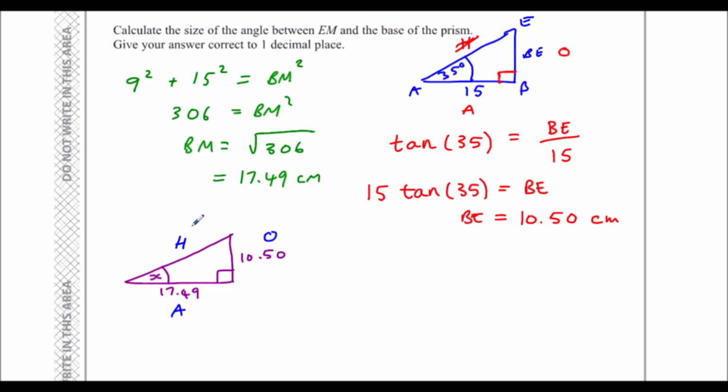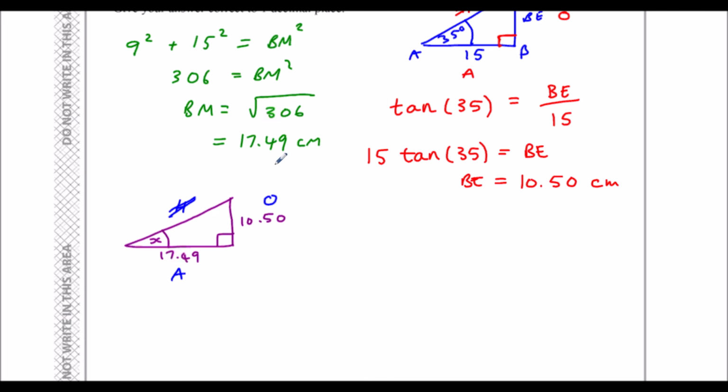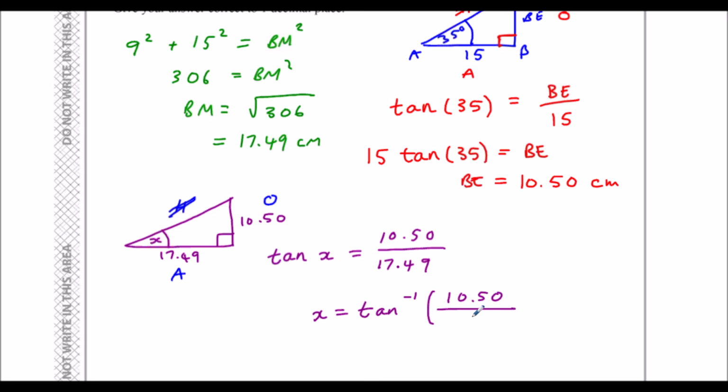So again, same as last time, we're not using H, it's O and A, so it's tan. This time it's tan X equals O, which is our 10.5, over A, which is our 17.49. So we want to get the angle by itself. To get rid of tan, we do shift tan, arc tan, 10.50 over 17.49.